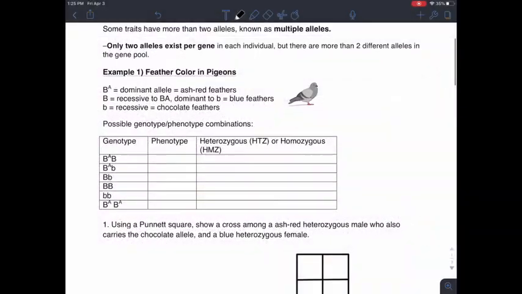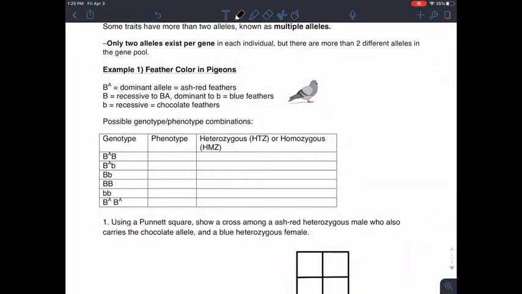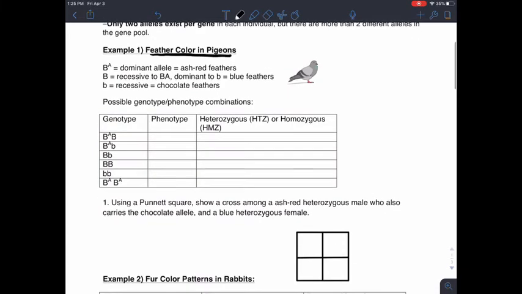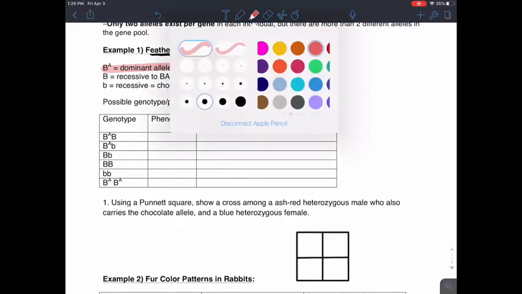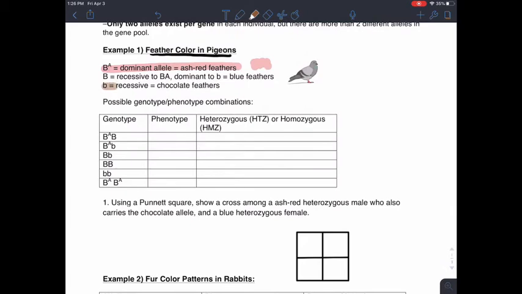So up next, I'll be solving a multiple alleles problem for feather color in pigeons. So the first allele is BA, which is the dominant allele, and it equals ash red feathers. So they're about this color. The recessive allele is lowercase b, which represents chocolate feathers, or the color I'm highlighting it with.